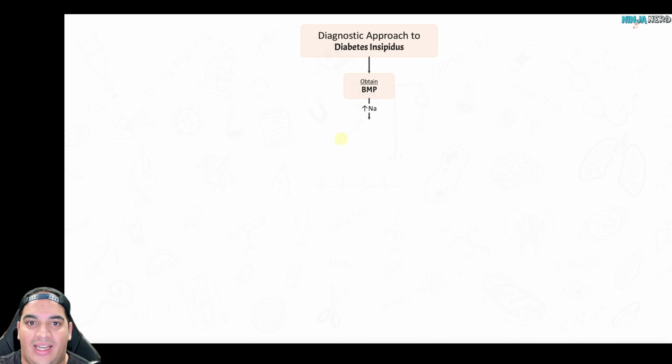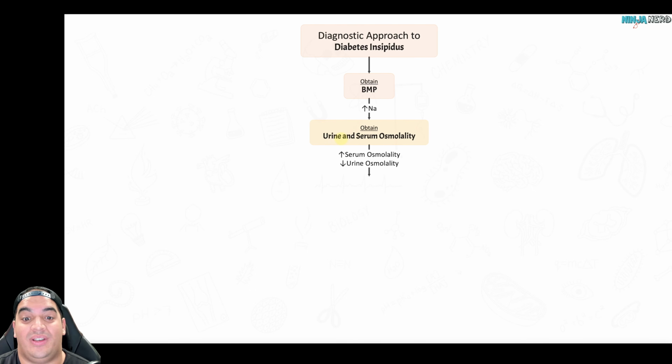Well, if I don't have ADH, then I don't reabsorb water and I dump a lot of water in my urine, and I don't have a lot of water in my bloodstream. So that would change my osmolalities. In the urine, I'd have a lot of water, so the urine osmolality should go down. And in my serum, I don't have a lot of water, so my serum osmolality should go up. Oh, it does? Okay, cool. Then this is definitely very suggestive of DI.